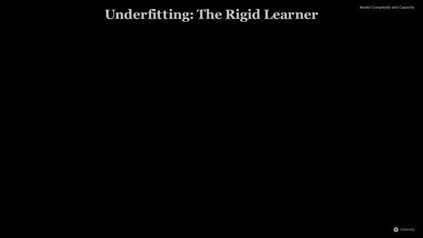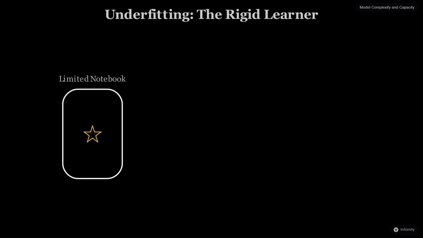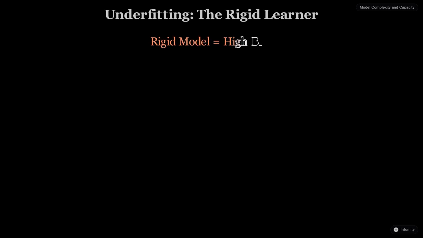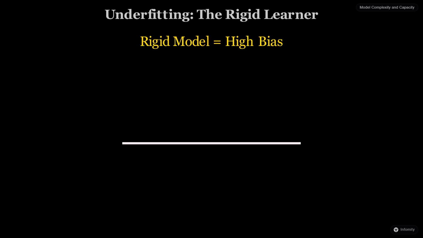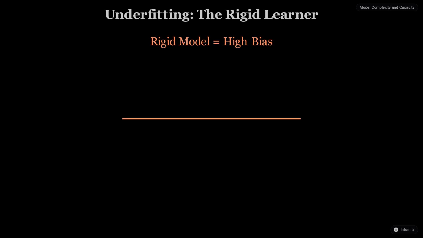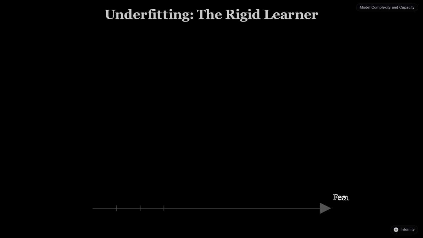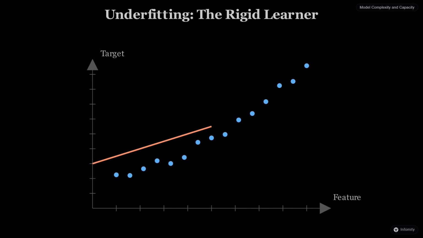Imagine a student who only learns one single fact for a massive history exam. This represents low model capacity. No matter how much data you show it, the model is too rigid to learn the underlying patterns. In machine learning, this is underfitting. We see this when a straight line tries to fit a curved set of data points, missing the nuances entirely because its brain simply isn't big enough to hold the complexity.